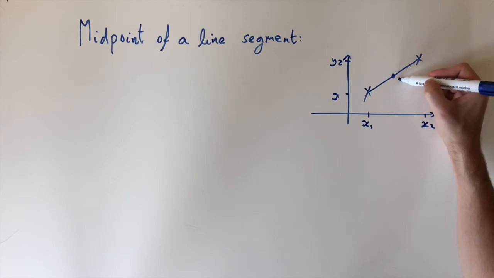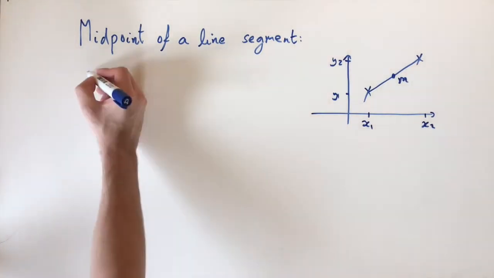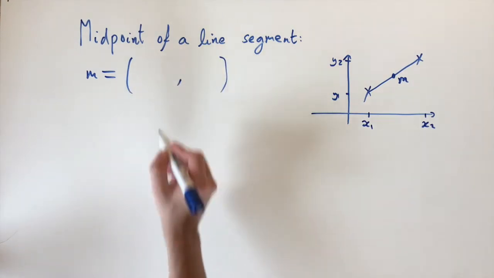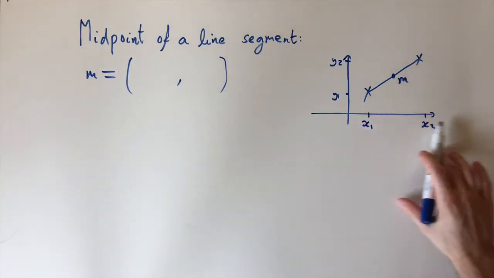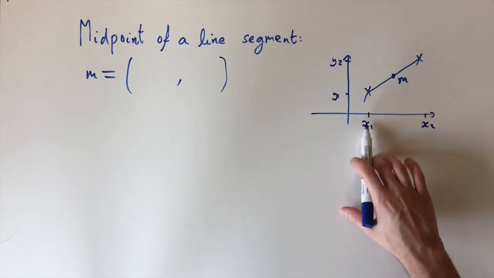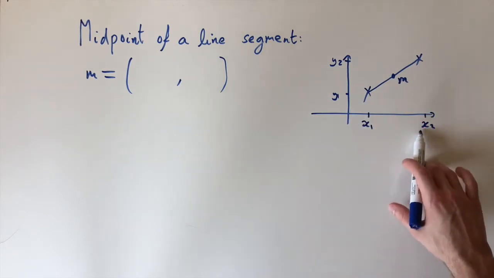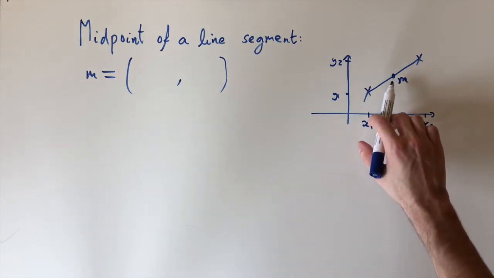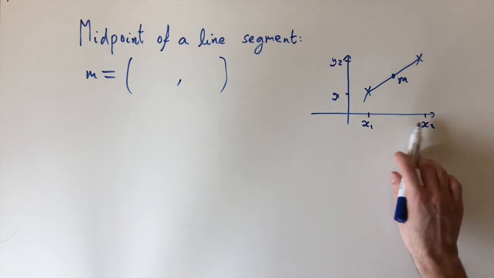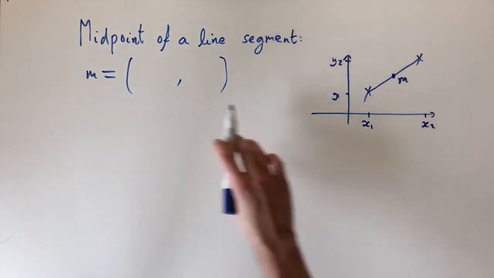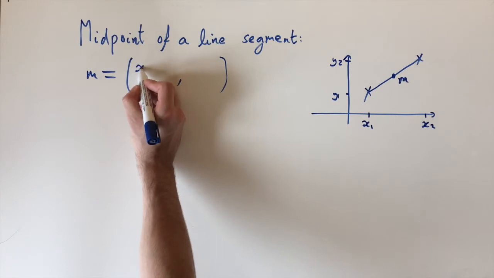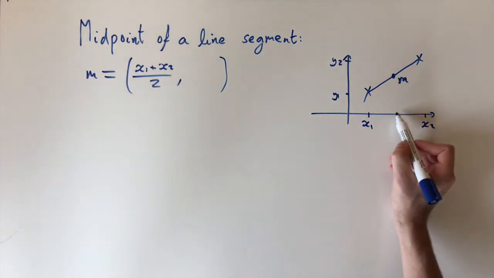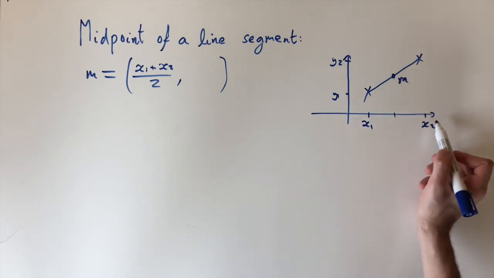So let's call this point M for midpoint. And we want to find an equation for the coordinates. So we've got the x coordinate and the y coordinate. If we first look at just the x coordinates, then for the first point it was x1, and for the second one it's x2. And since this is a straight line, the x coordinate of the midpoint is just going to be the average between these 2 points. So the x coordinate for the midpoint is going to be (x1 + x2) divided by 2. It's just the average of the first and the second coordinates.